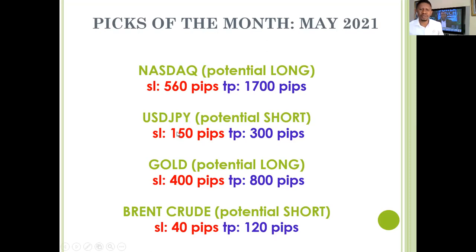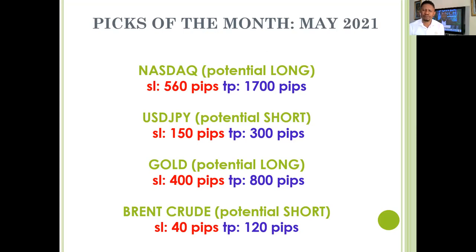The UJ, we continue with the UJ from last month, just about 150 points for stop loss, 300 pips to gain, 1:2. It should be affordable for an intraday trader. 400 pips for stop loss of gold long, as we target 800 pips. And Brent crude, we are targeting 40 pips for stop loss and 120 pips for take profit. Should also be affordable for an intraday trader.